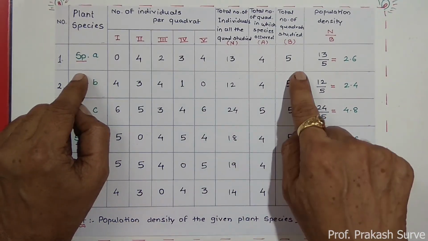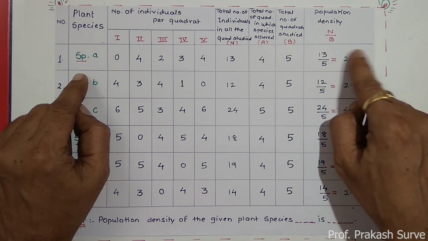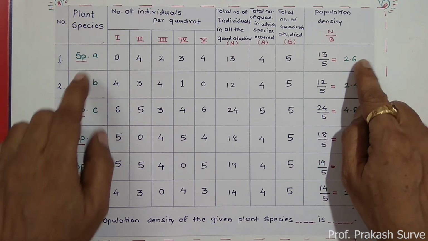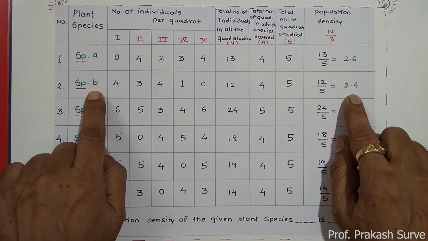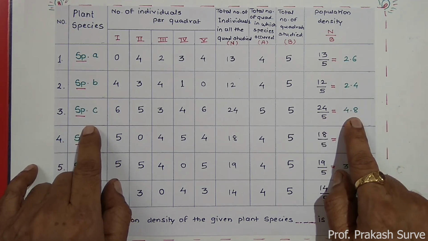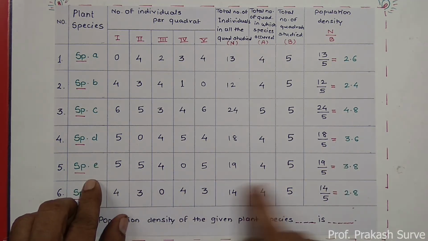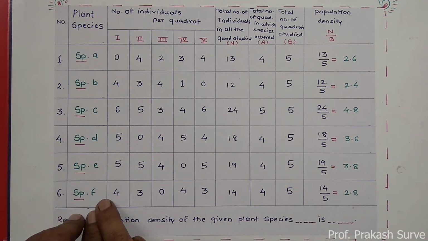So for species A you got 13 by 5, so you got 2.6. So this is the density of species A. Same for species B, we got 2.4. Species C, 24 by 5 is equal to 4.8. Species D we got 3.6. Species E we got 3.8, and species F we got 2.8.